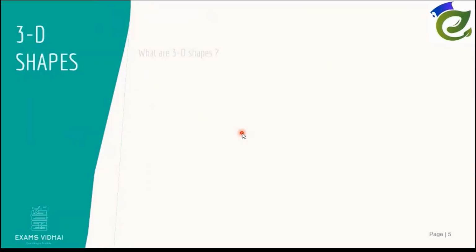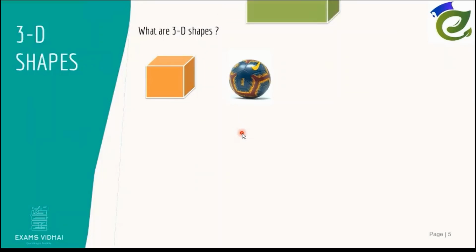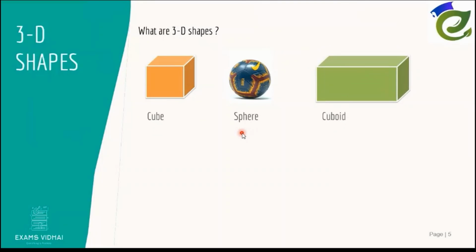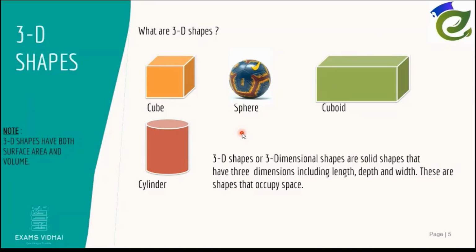3D shapes. What are 3D shapes basically? We see in our everyday life cube, sphere, cuboid, and cylinder. We also see cone, which we see in ice cream cones, and also birthday hats. So these are the basic 3D shapes which we know in our real life. So what are these 3D shapes?